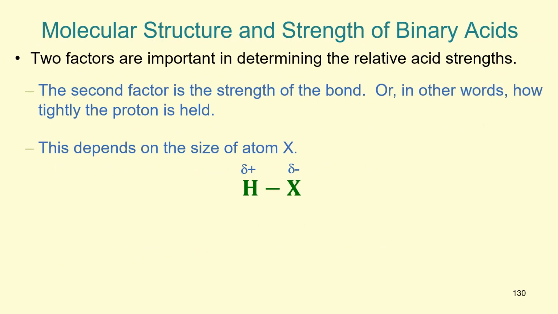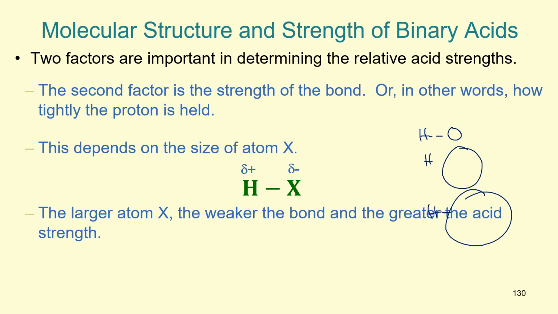So the second factor, actually, it says the second factor is the strength of the bond, or how tightly the proton is held. Well, actually, that's the same for both factors, because the more polar it is, the looser that bond is. But the second factor then is the size of the atom X. The bigger the other part gets, the looser that bond is going to be. So the larger atom X is, the looser the bond is, and the greater the acid strength.